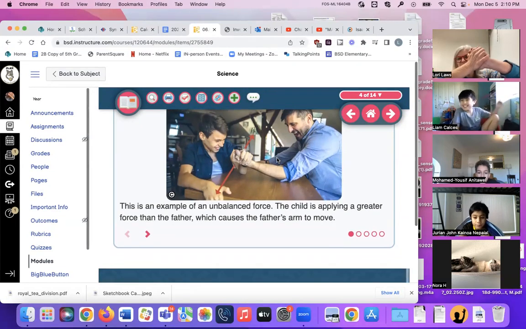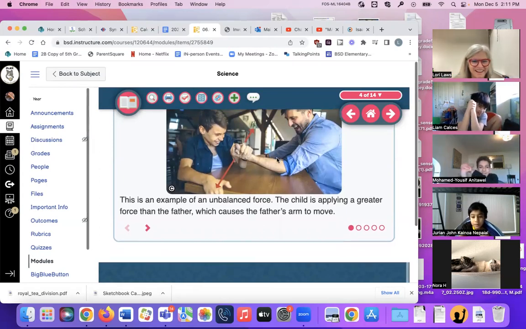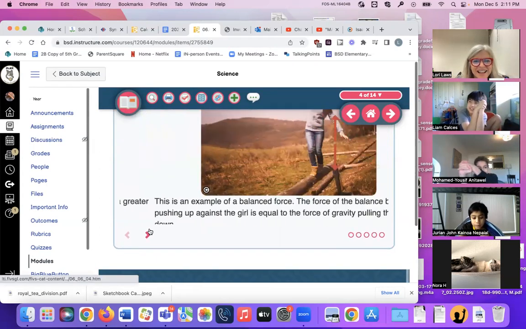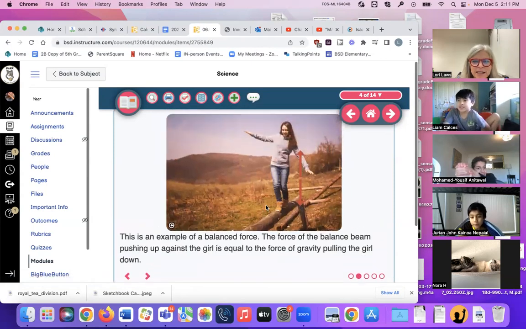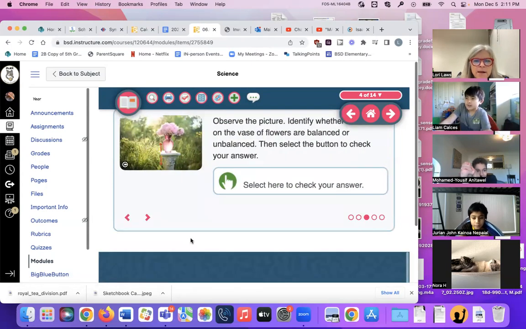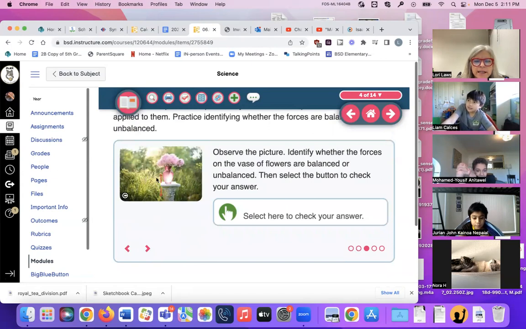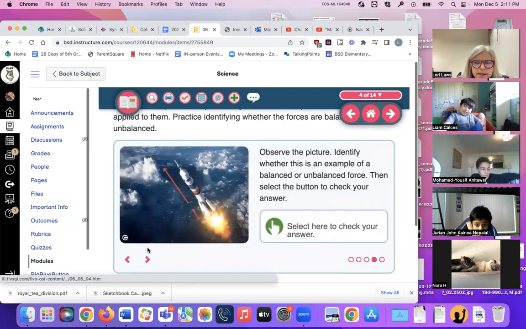You could arm wrestle with yourself. Do you think that would be balanced? All right. Here's an example of a balanced force. She's pushing down on the log, but the log has enough strength that it's pushing up and holding her up. Again, if you look at this vase sitting on an object, there is weight or gravity pulling down on the vase, but the stand has strength pushing up, so it's balanced.